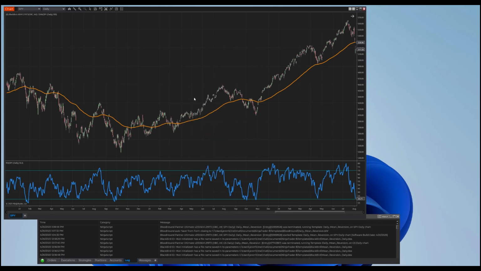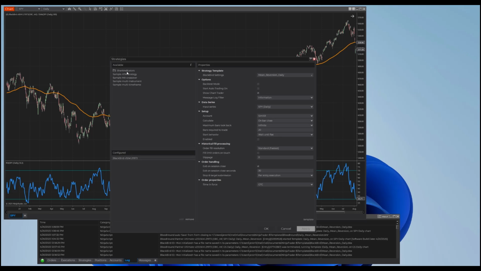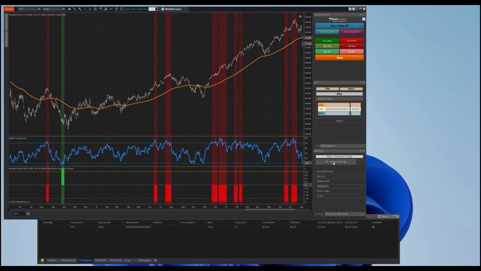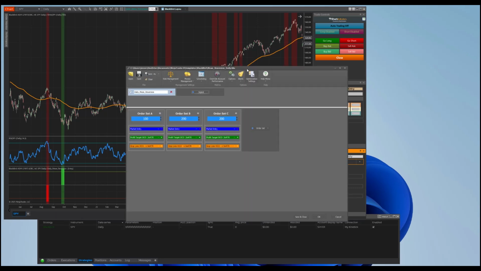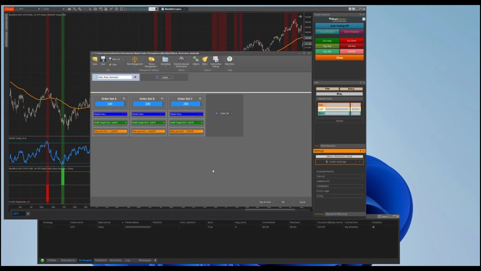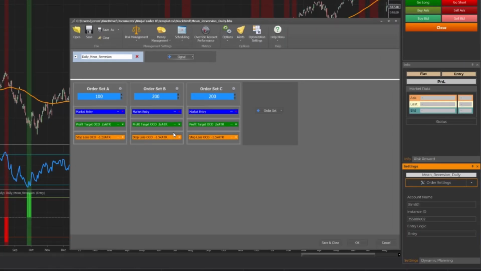Okay, so to do that, I'm going to bring up BlackBird just to show the basic system that I've got here. And I'm just going to walk you through really quickly the order settings that I've got set up. Because we are dealing with essentially an ETF, which behaves kind of like a stock, no one really buys just one quote-unquote share, right? So in the SPY, we're going to be looking at 100 shares of the SPY.